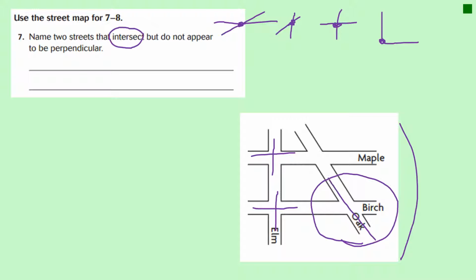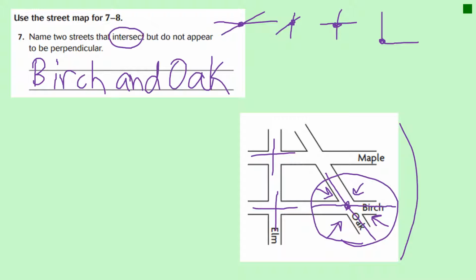Oak Street or Oak whatever and Birch, they intersect right there. But do you see a right angle anywhere? That's an obtuse angle. That's an obtuse angle. Acute and acute. So those 2 streets intersect but do not create a right angle. So those 2 streets are not perpendicular. So we're going to go with Birch and Oak.